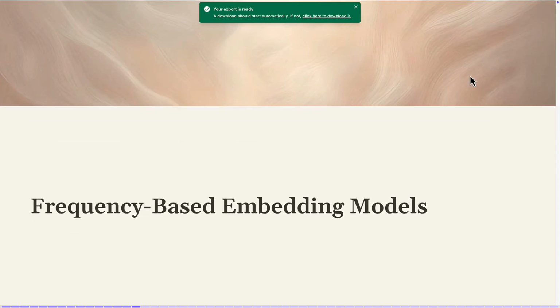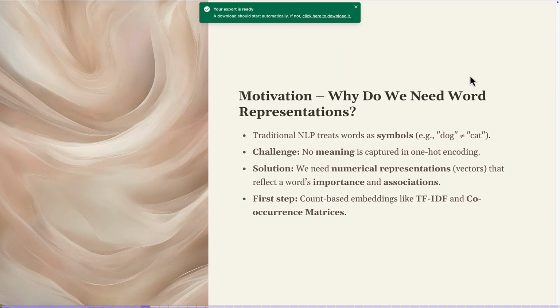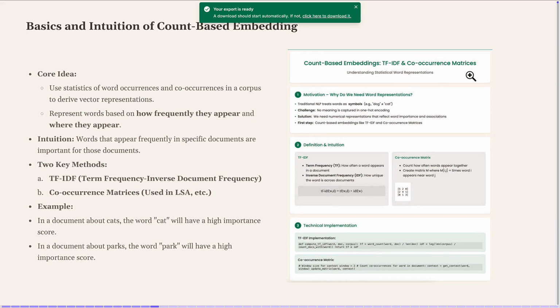Let's get started with the frequency-based embedding models. Okay, so we talked about this. Now, what is the intuition behind the count-based embedding models? We need a numerical representation that reflects the word importance in each document. Okay, and we will use statistics of word occurrences and co-occurrences in a corpus to derive the vector representation.